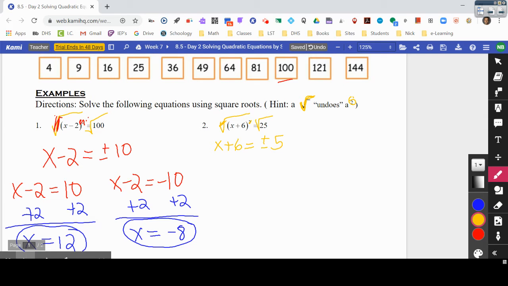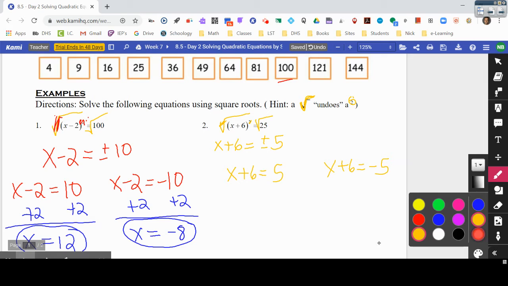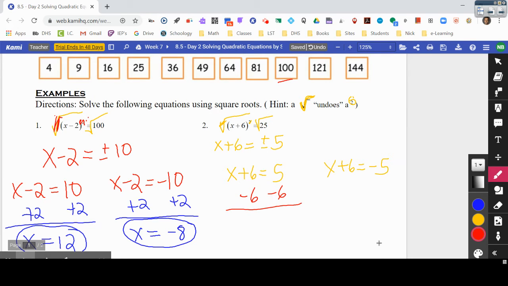Now that I took the square root of both sides, I can set up my two equations. My first equation is going to be x plus 6 is equal to positive 5, and my second equation is going to be x plus 6 is equal to negative 5. Now I'm going to solve both of these equations the same exact way, but I'll get two different solutions here, right? So I get minus 6 for this first one.